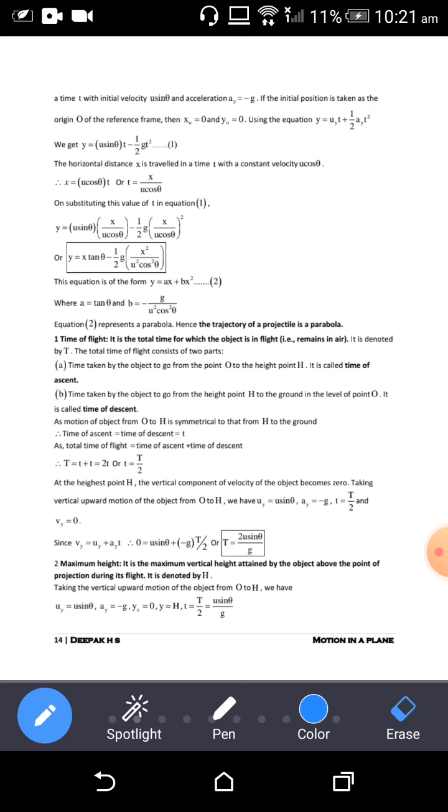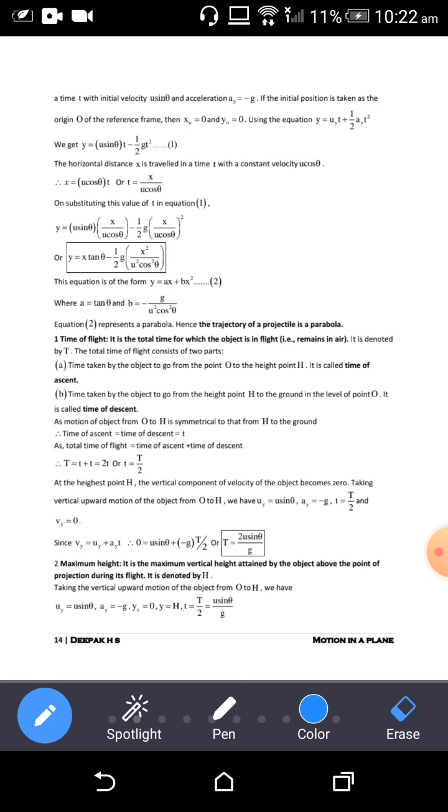As total time of flight is equal to time of ascent plus time of descent, you can write that as capital T is equal to small t plus small t, that is time of ascent plus time of descent, which is equal to 2 small t. Or else that can be written as small t is equal to capital T divided by 2.